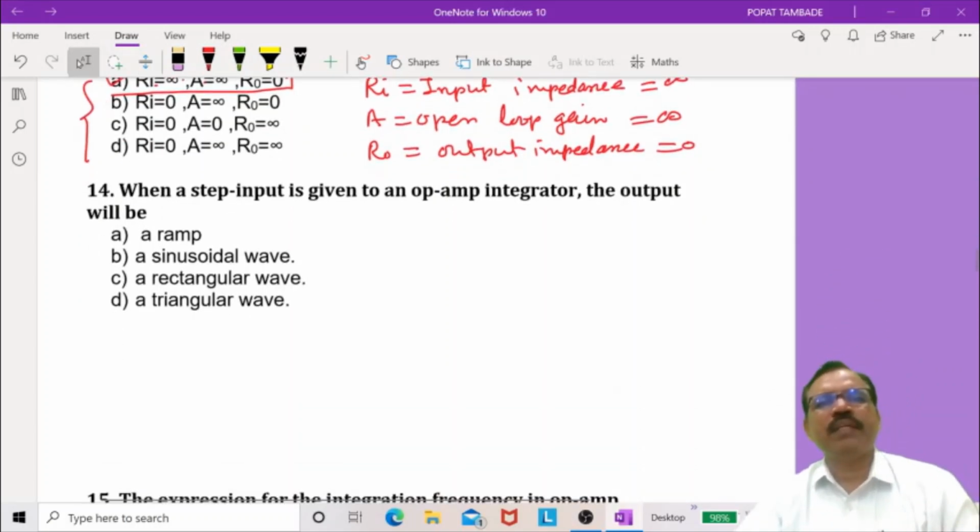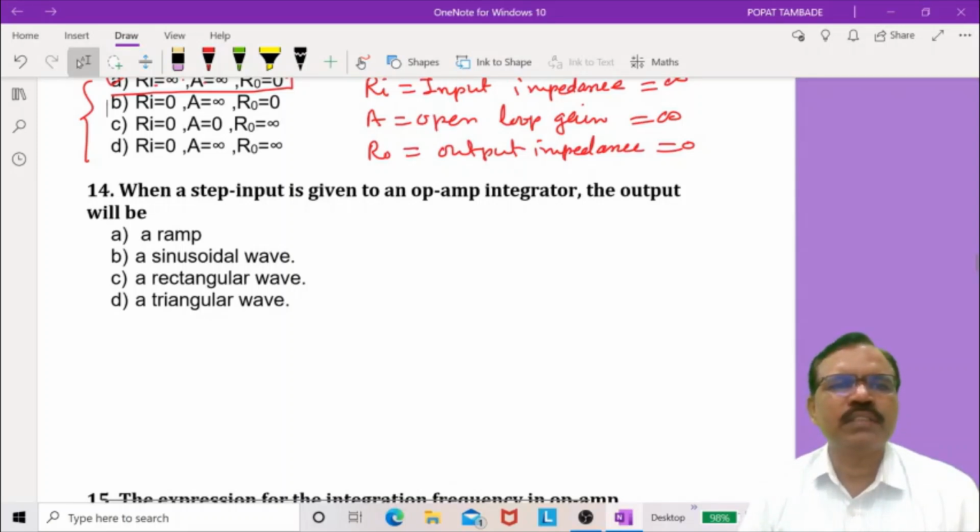When a step input is given to an op-amp integrator, the output will be?